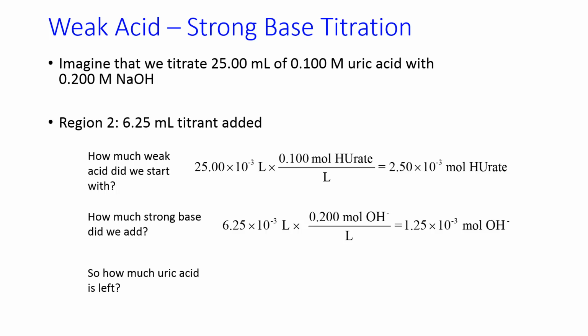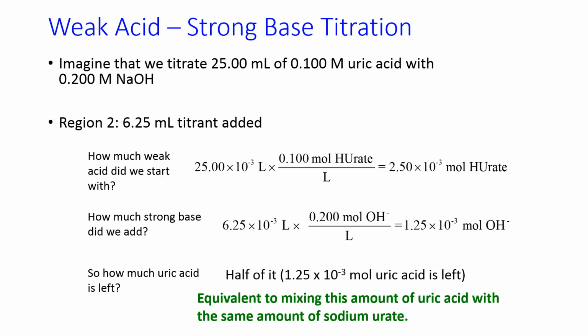And so we can figure out how much of the uric acid is left. Half of it's left, half of it was reacted with the hydroxide ion. When it reacts with the hydroxide ion, it forms its conjugate base, the urate ion. And so this point in the titration is equivalent to mixing 1.25 times 10 to the minus 3 moles of uric acid with that same amount of sodium urate.